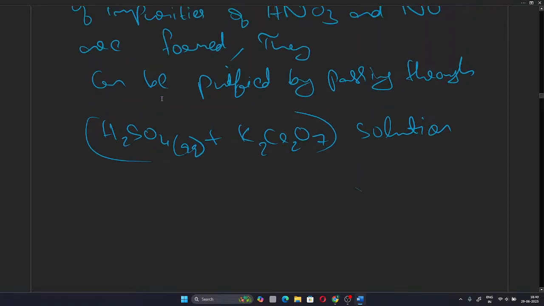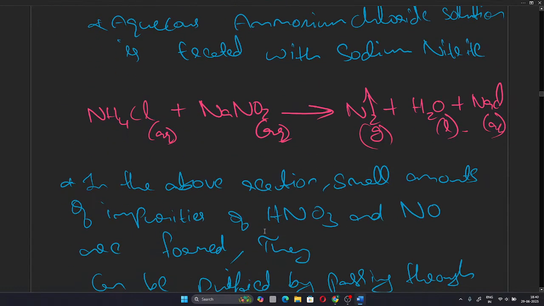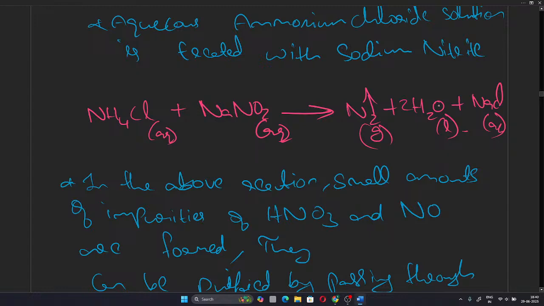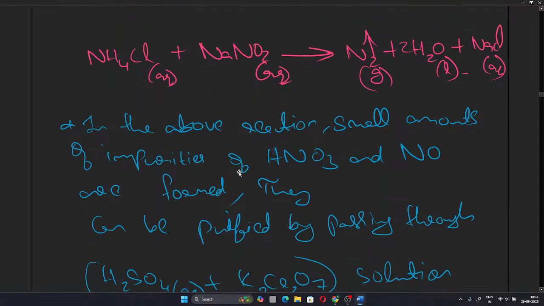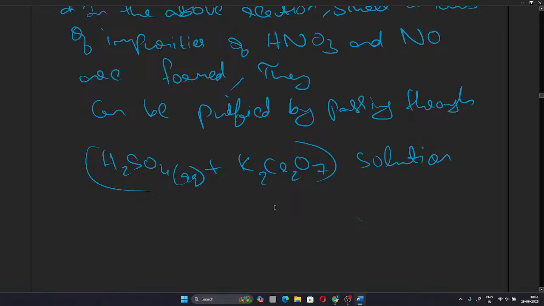The second method of preparation is reacting ammonium chloride with sodium nitrite. In this reaction we will get N2, 2H2O and NaCl. The impurities of nitric acid and nitrogen monoxide will be formed, so to get rid of those impurities, we purify it by passing it through a sulfuric acid and potassium dichromate solution.